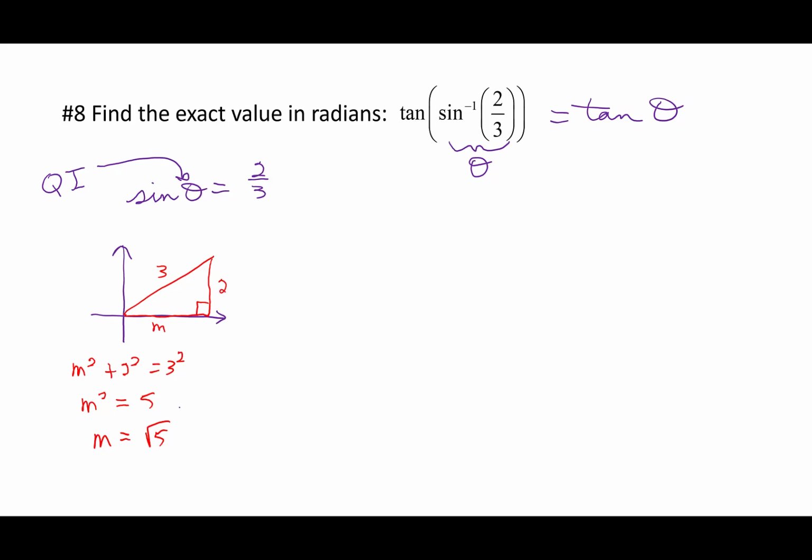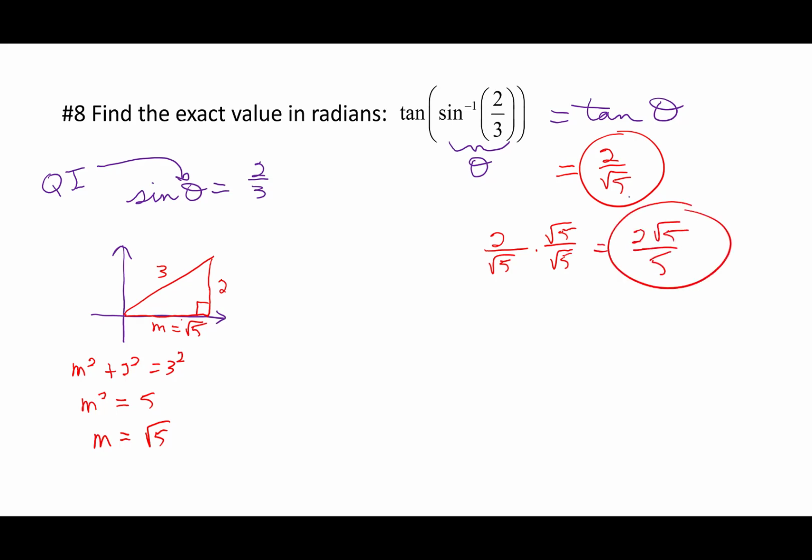So now all I need to do is find the tangent of theta. The tangent of theta is equal to the opposite over the adjacent, which would be 2 over square root 5. You can leave your answer like this. You can, if you want to, rationalize denominators. If we did want to rationalize this denominator, we would just multiply by square root 5 over square root 5. We'd end up with 2 square root 5 over 5. Either of these is a correct answer.